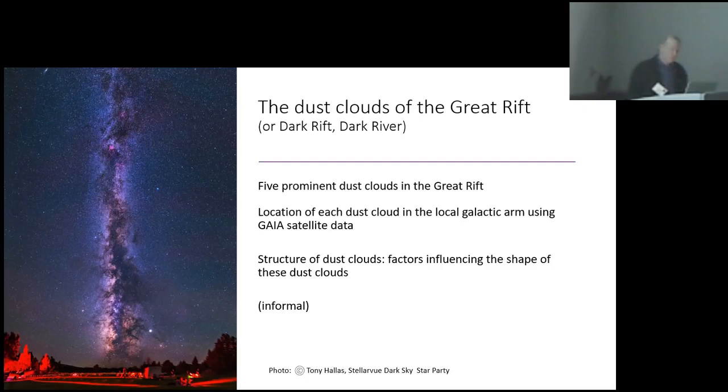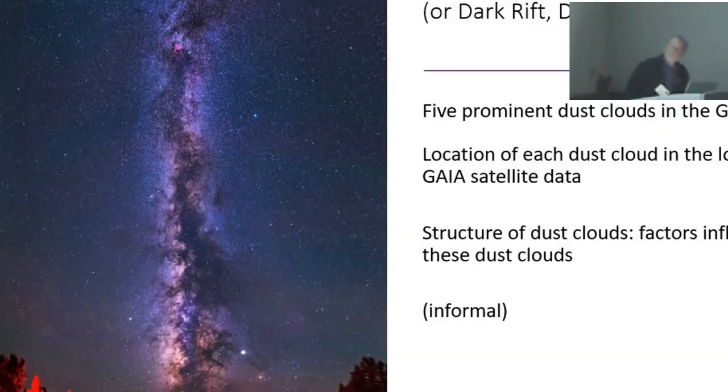On the left, you can see a photo taken by famous photographer Tony Hallis, who photographed the summer Milky Way at the Stellar View Star Party last summer. So that's what the Milky Way looked like from Likely, California at about midnight in early July. And you can see that in the bottom there, Sagittarius is down here. This is Jupiter, by the way. All the way up to Cygnus the Swan right up in here. That's the part of the Milky Way we're going to focus on for the talk.